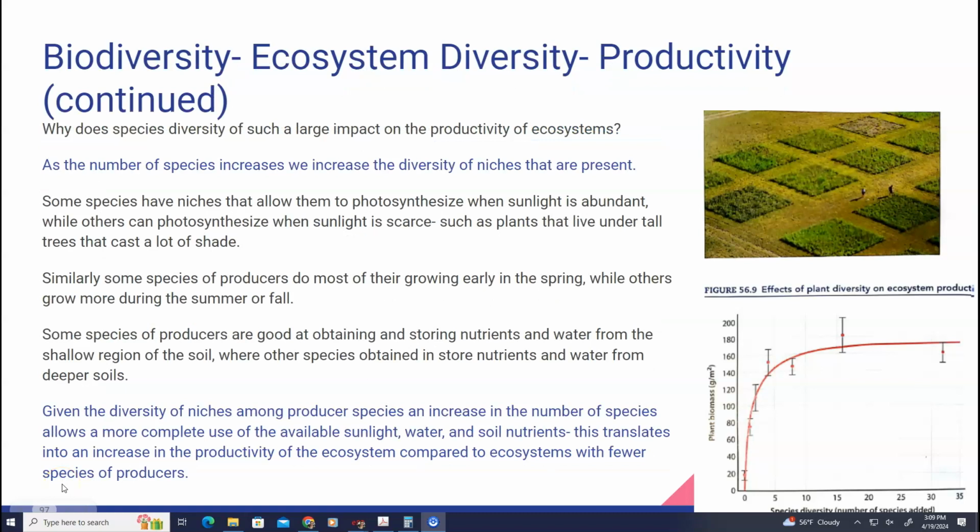So as the number of species increases, we increase the diversity of niches that are present. So given the diversity of niches among producer species, an increase in the number of species allows a more complete use of the available sunlight, water, and soil nutrients. This translates into an increase in the productivity of the ecosystem compared to ecosystems with fewer species of producers.